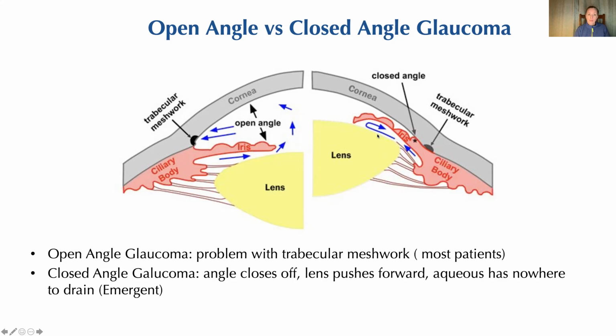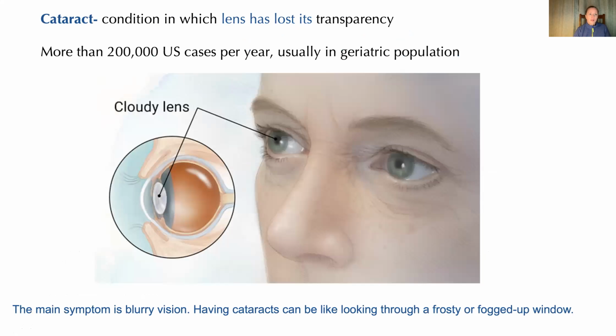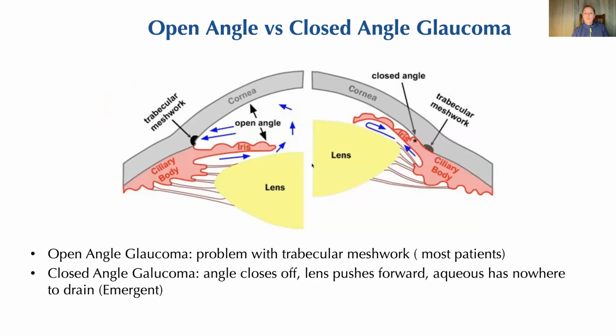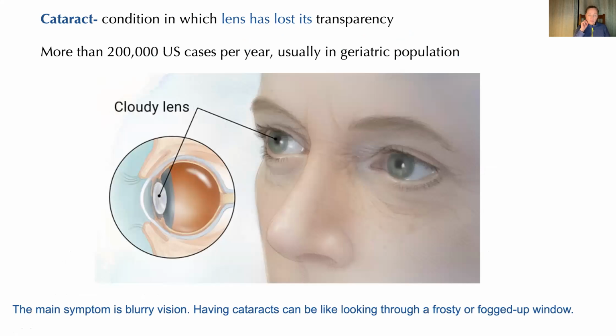And it happens, of course, precipitously, right? Typically, you start getting blurry vision and such with open angle glaucoma. Here, you get a really bad headache and some eye pain as usually the primary symptoms, along with some visual symptoms.